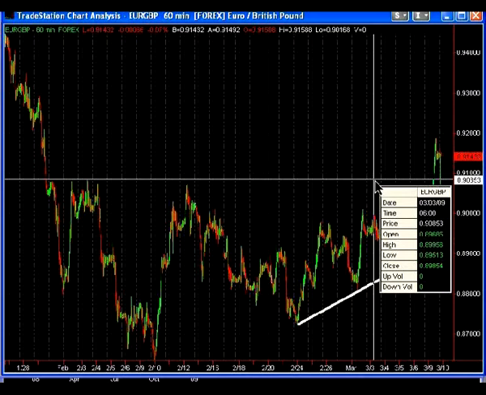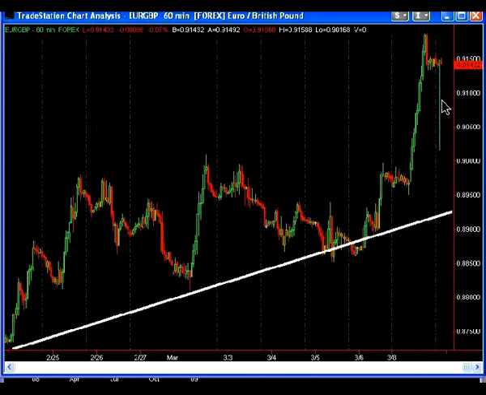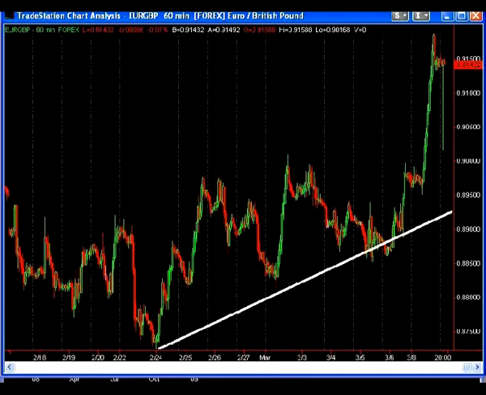We might look for a brief dip beneath that 91 figure for an entry on the long side. And just to keep in mind here, this long wick, I believe this might be a bad print, because that's not showing up on FXCM charts, so you can just disregard that.